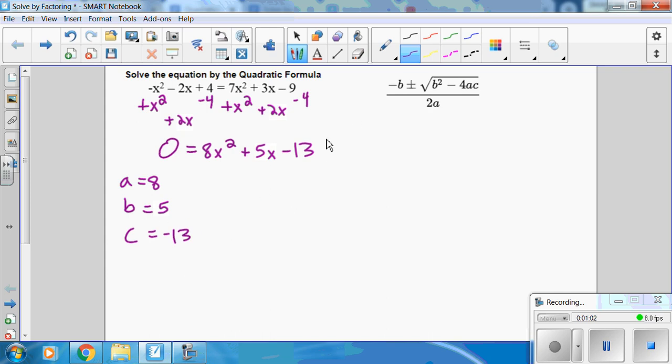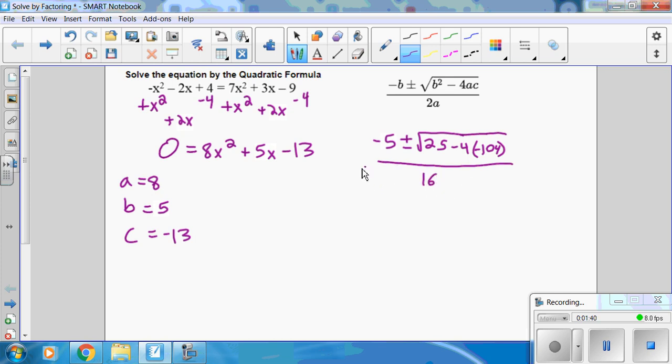So if B is 5 and we have negative B, we're going to write negative 5 plus minus. Now B squared is 5 squared, so that's going to be 25 minus 4, and then we're going to do A times C here. Now A times C, that's 8 times negative 13, and that's going to be negative, I believe it's 104. 8 times 13, yeah, 104. Okay, so now all that's over 2a. A is 8, so 2 times a is 16.